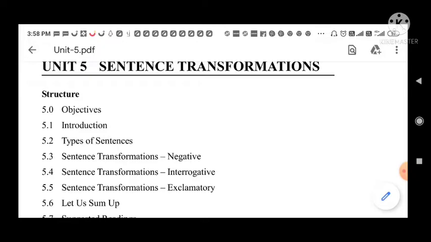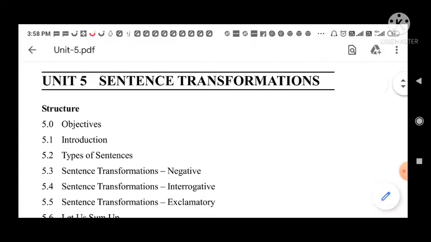Today I will describe sentence transformations. In the previous video I already described sentence transformation, and today we will go to the check your progress. Then I will describe all about sentence transformations.